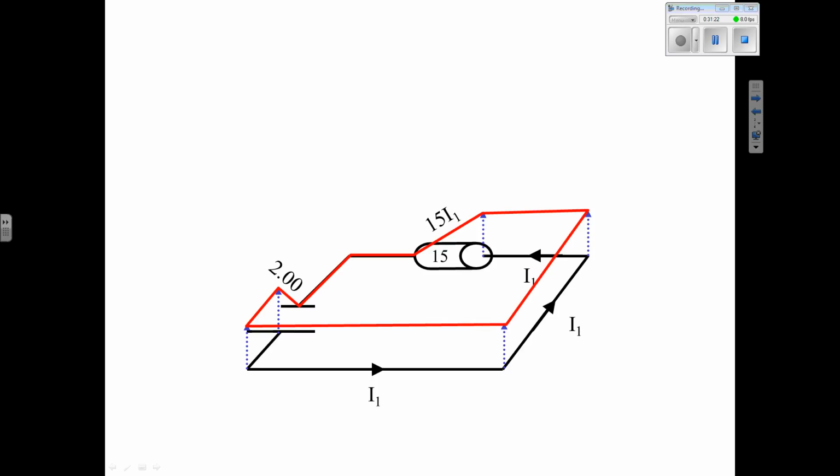Any questions on plotting the voltage or drawing the current? Both of these will be skills that will help you be able to analyze the circuits as we get more complicated.